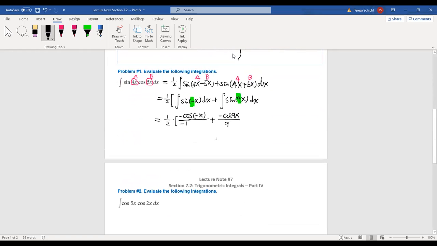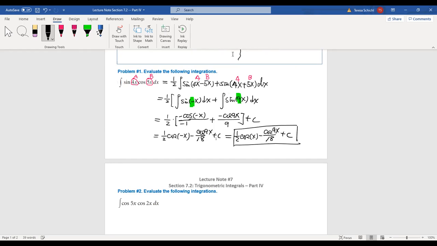Okay, so now there is a plus C here, so this is negative, positive. So this will be 1/2 cosine negative x, and what is here is minus 18 cosine 9x plus C. Then because cosine is an even function, this is 1/2 cosine x minus 18 cosine 9x plus C.